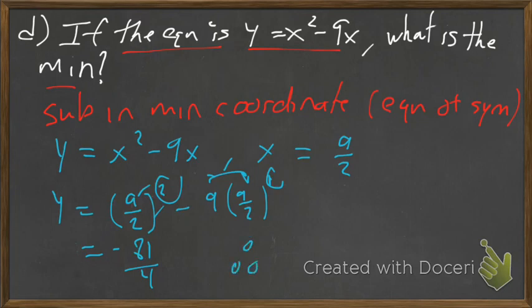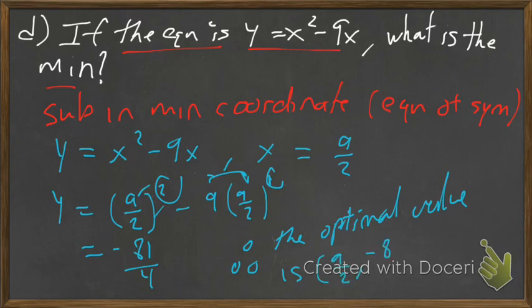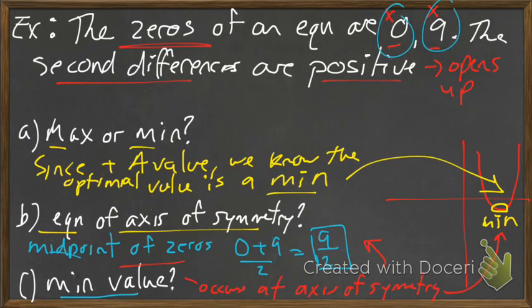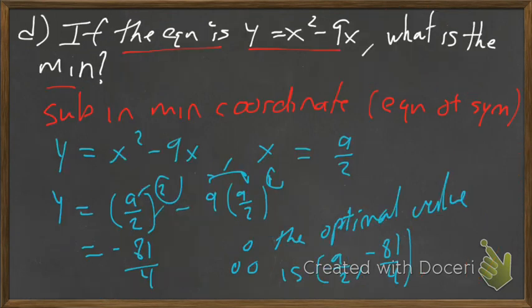So the optimal value is 9 over 2, negative 81 over 4. So that would be the actual value itself, the negative 81 over 4. And we did say it's a minimum, right? So it makes sense for it to be a negative number, so we're good there.